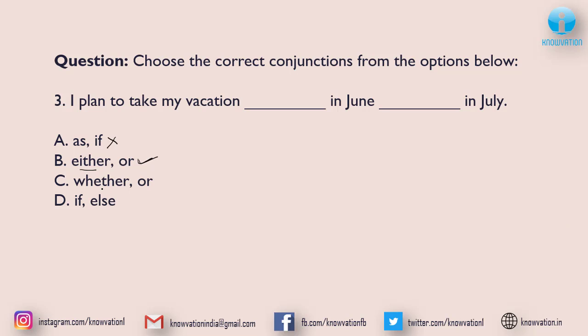So whether, here it sounds like it is asking a question, but here we have a plan. We are not asking a question here. This is wrong. I plan to take my vacation if in June, else in July. So if is actually the problem here. So I'll eliminate it. The correct answer is B, either in June or in July.